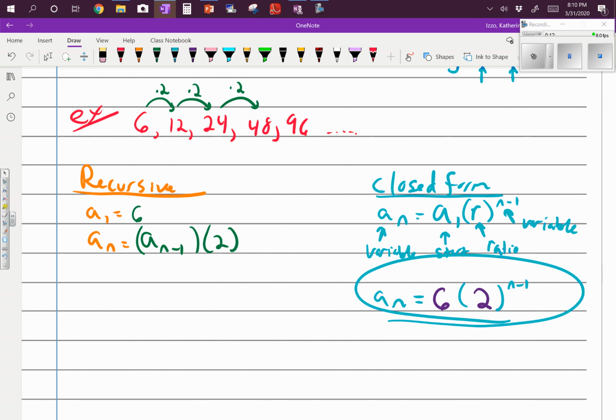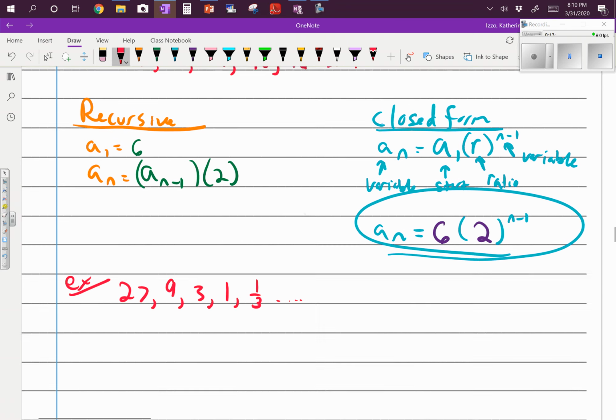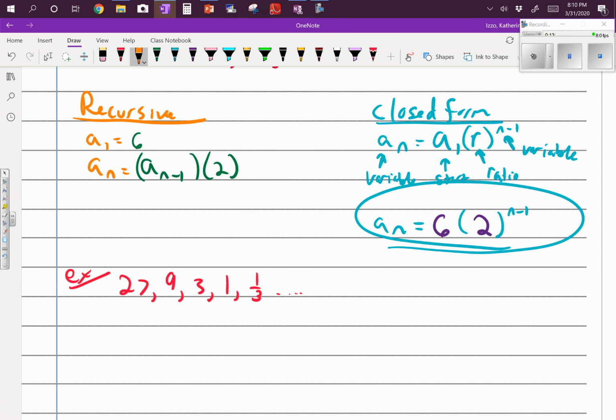All right, let's try a division one. Before I set you free, let's try to divide. So we've got 27, 9, 3, 1, a third, dot, dot, dot. If we were doing the recursive form, like we did on Monday, it would be A1 and AN. We would be starting with 27.